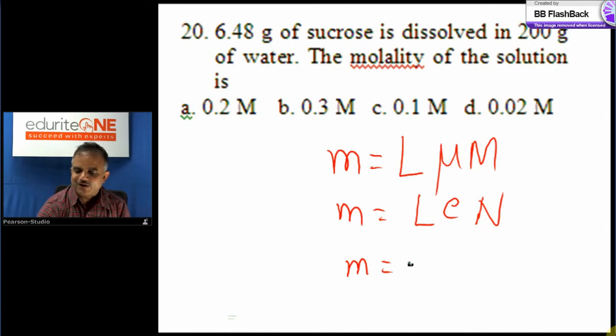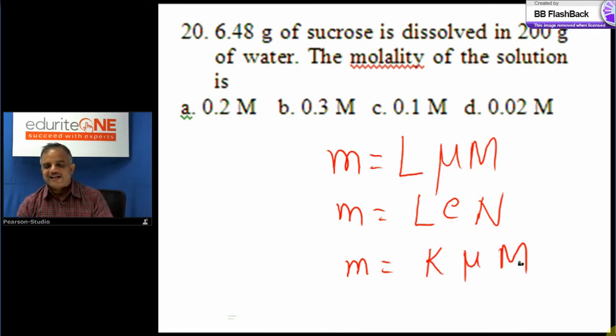Write m is equal to K mu M. What is K? Use your own equation and enjoy. K is kg, I will write. Mu is molecular mass. Here M is molality, so I will write small m here so that you know it's molality. Okay, already I have used small m here.